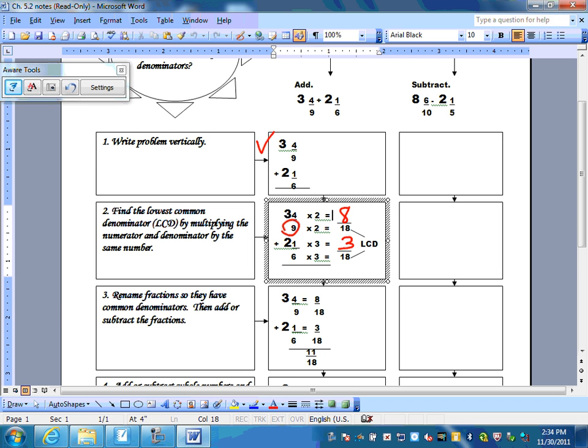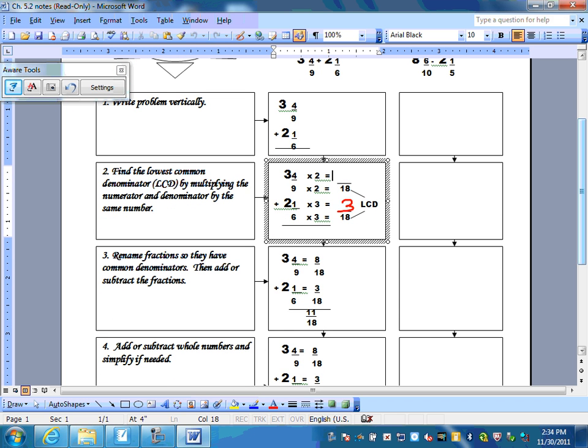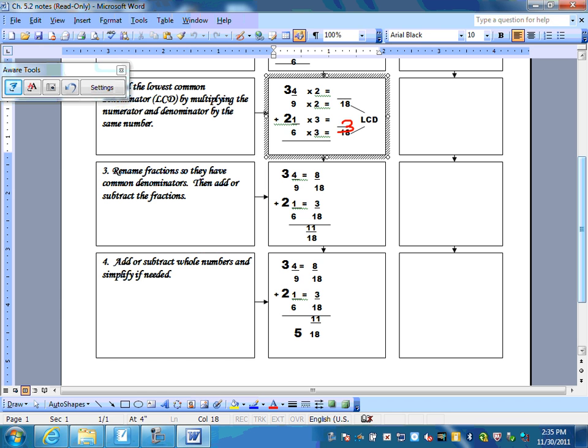Now that we have the least common denominator, you can see in step 3 we have renamed those fractions so that they have common denominators, and now we are able to just add them. 8 plus 3 is 11, so now I have 11/18. I'll go over to my whole numbers now, and step 4 tells us to add or subtract the whole numbers and simplify if needed. When I add 3 plus 2, I get 5, and nothing needs to be simplified, so I am finished there.